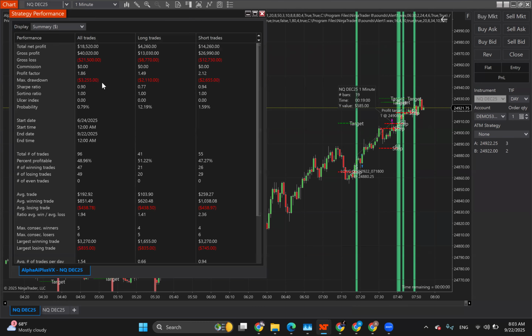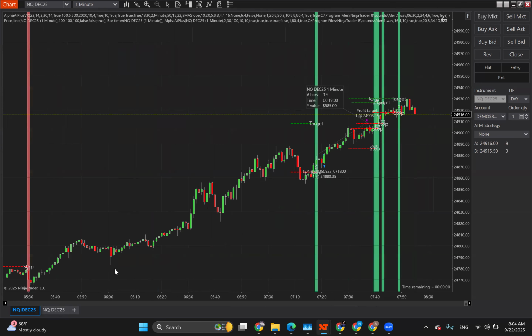Like, see in this case, in this specific setting or template, the NQ makes $18,000 and max drawdown $3,000 for the last 3 months. Someone tells me, okay, but the backtesting in engineering is not accurate. I agree, but in this scenario, it's very accurate because you can see. If you don't believe it, just go back in the chart itself and see.